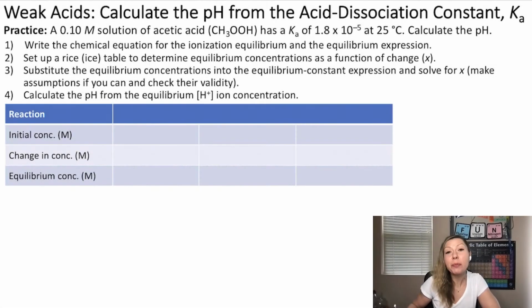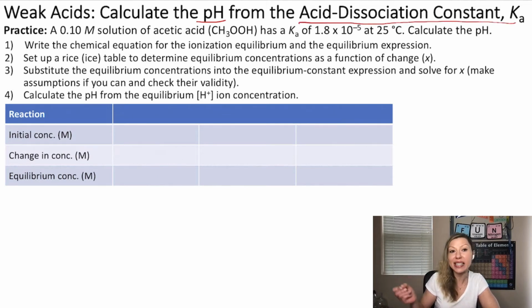Hello guys, in the previous video we talked about weak acids and we solved the sample problem on how to calculate the acid dissociation constant when we know the pH. Now in this video we need to calculate the pH from the acid dissociation constant.